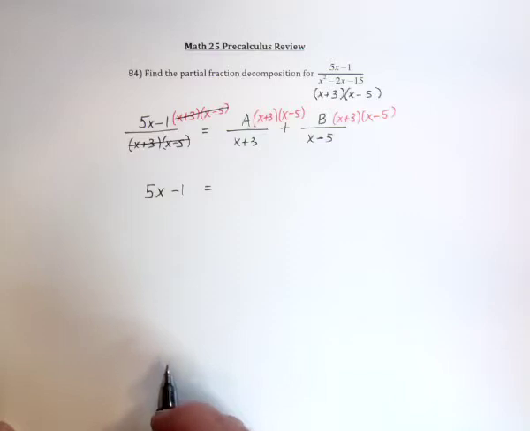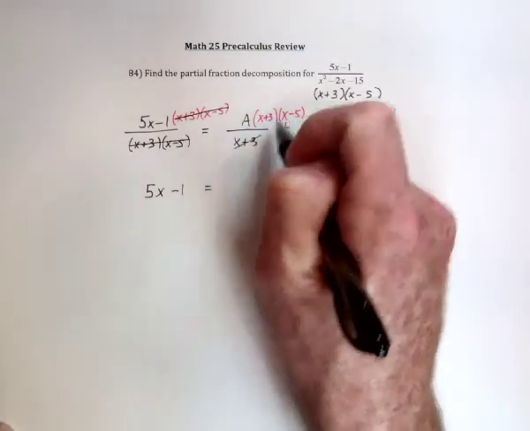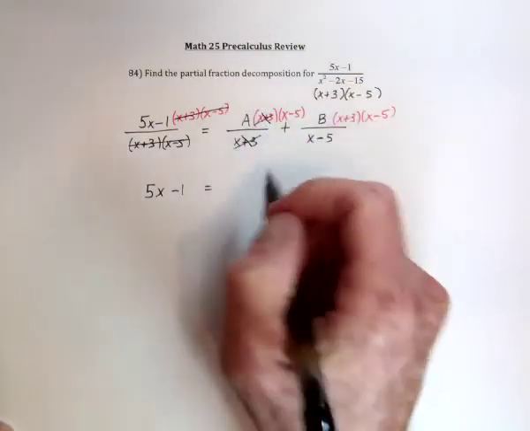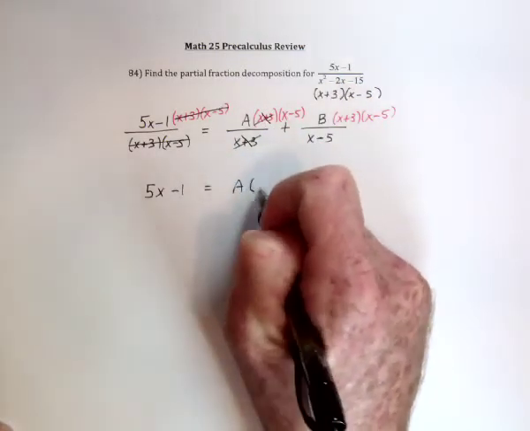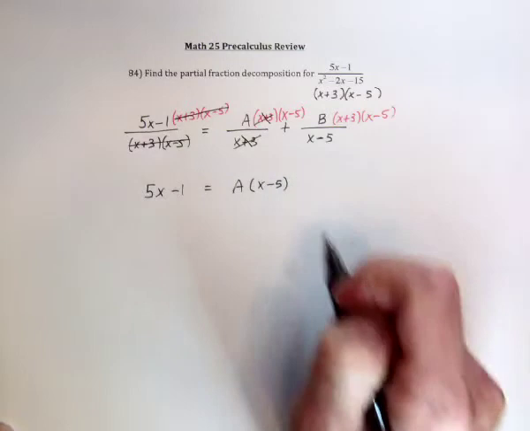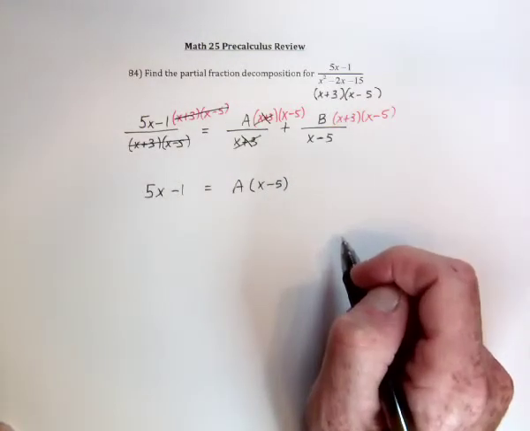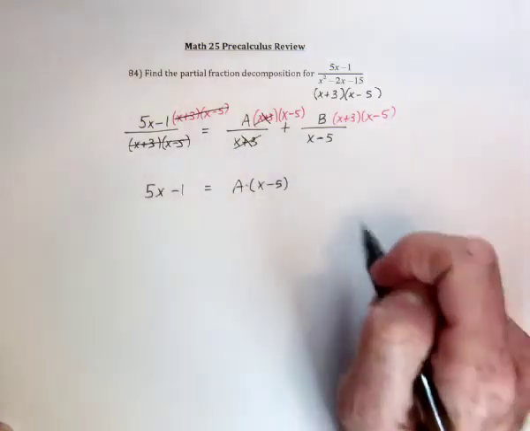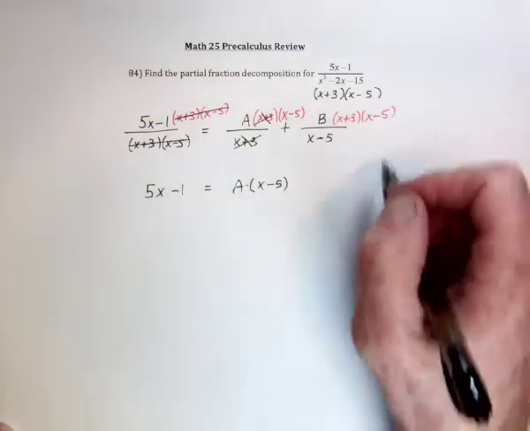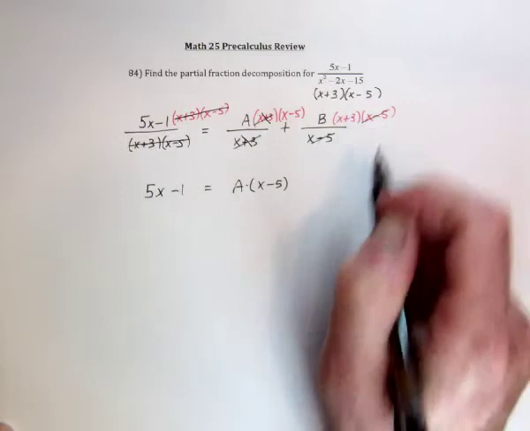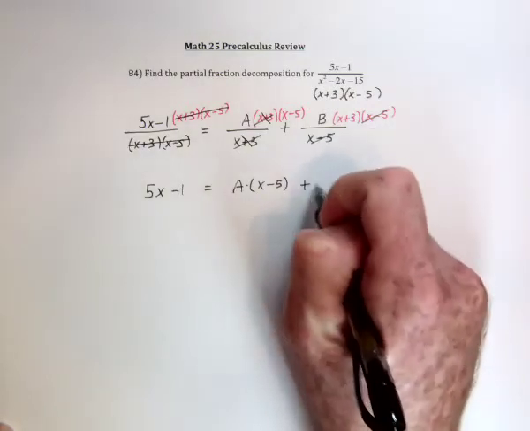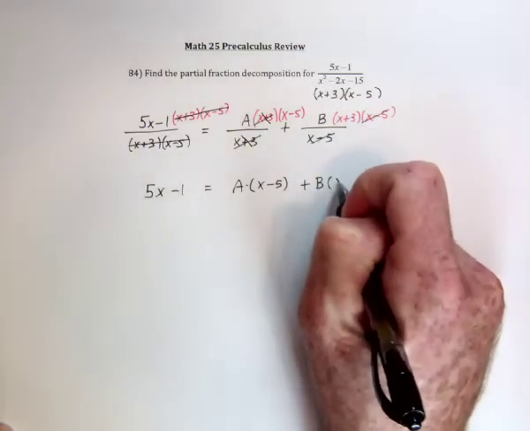So that always happens on the left-hand side. Then on the right-hand side, x plus 3 will cancel x plus 3. So what's left is A times (x minus 5). And I would suggest you don't multiply that out, just leave it factored like that, A times (x minus 5). Over here, the x minus 5s will cancel, leaving us B times (x plus 3).